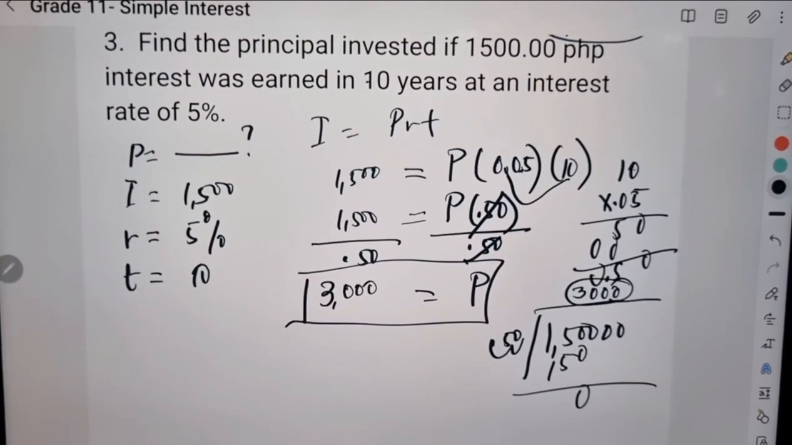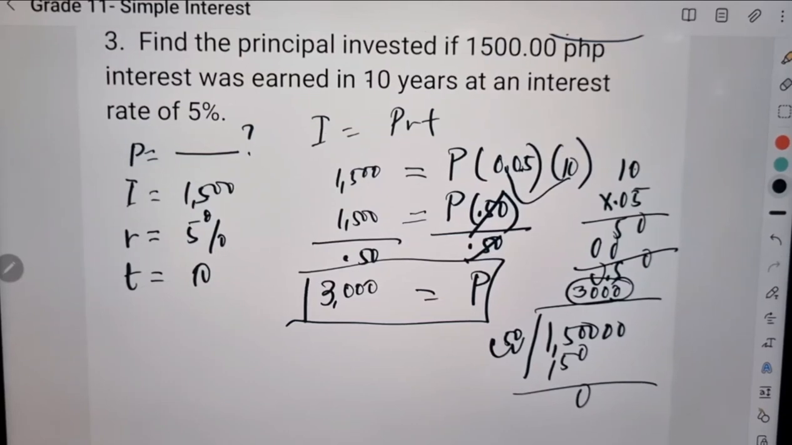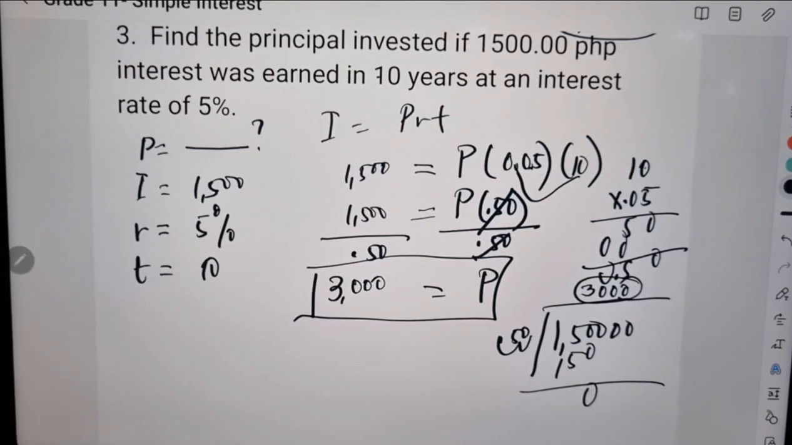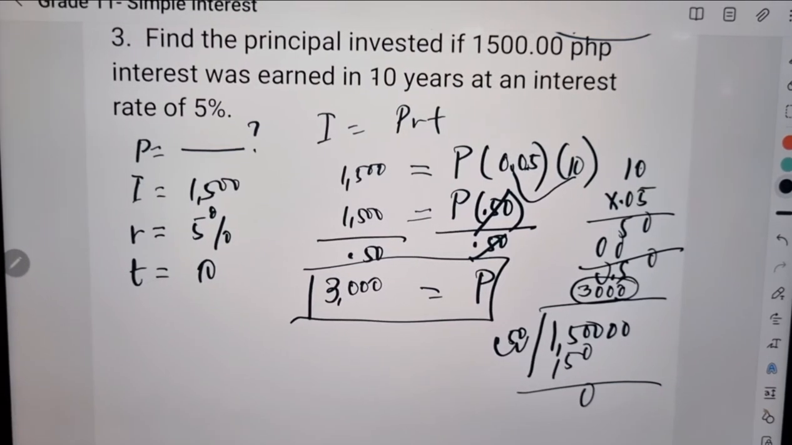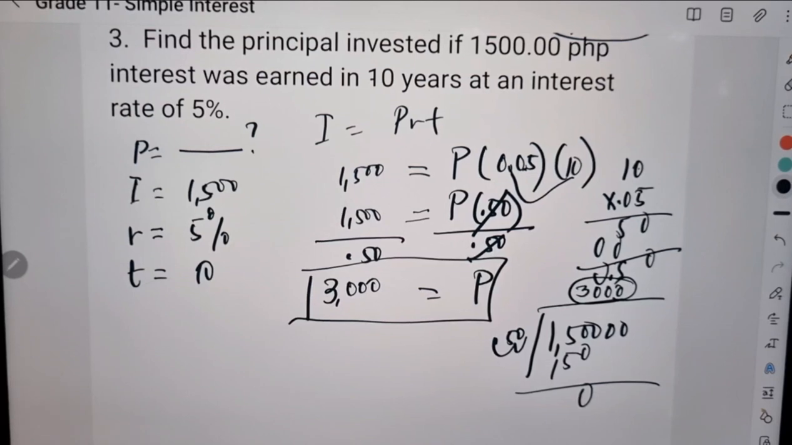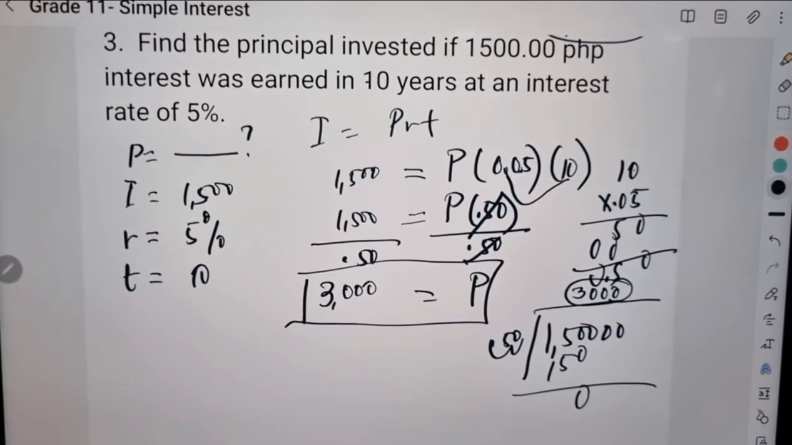That's the principal. Okay? For 10 years, ang na-earn ng pera mo ay 1,500. 3,000 ang inilagay mo. Okay? So, that's how you're going to compute. Pwede siyang rate ang nawawala, pwedeng time, or pwedeng principal or interest. As long na naalala niyo yung formula, pwede niyo na i-manipulate after substituting.